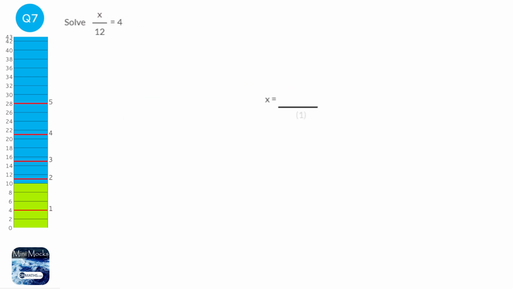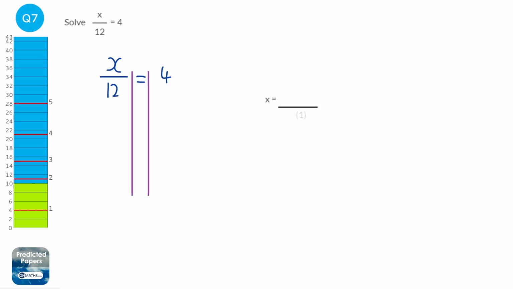I'm going to start just by copying out the question. So we've got x over 12 equals 4. And when we're asked to solve, it means we need to find out what x is. We need x equals. And the method for doing it is just by putting lines either side of the equal sign, our solving lines. And what we need to do is get x on its own on the left-hand side.